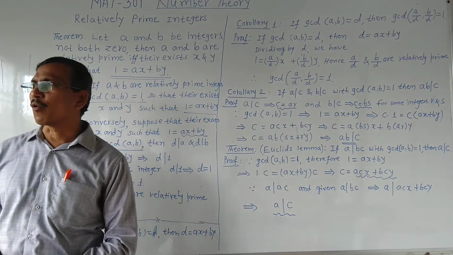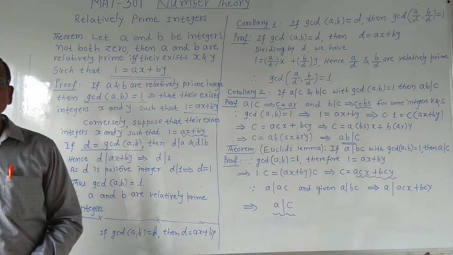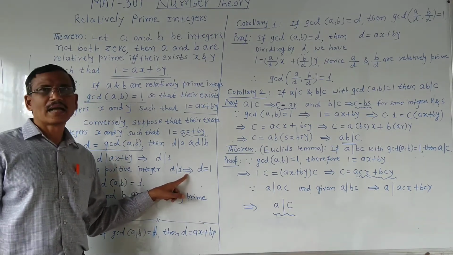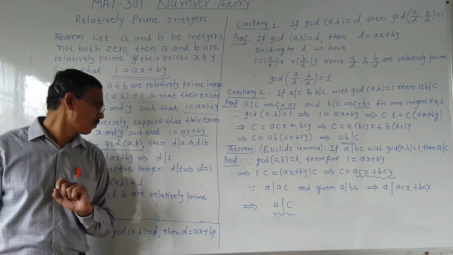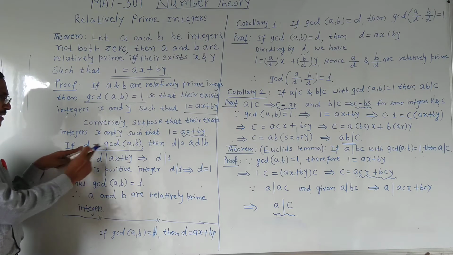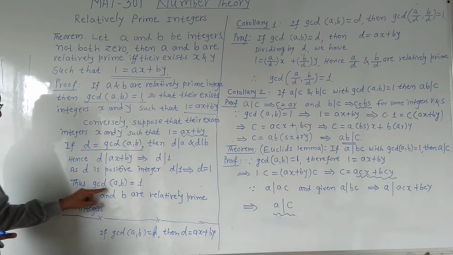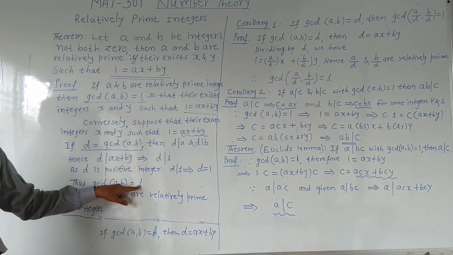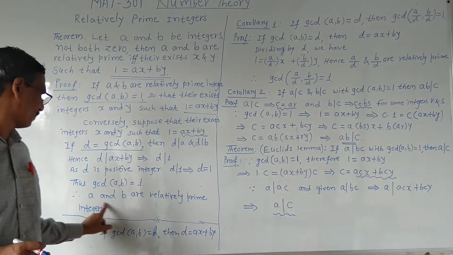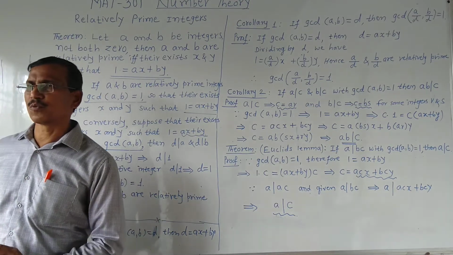That means how many positive divisors does 1 have? No doubt, there is only one positive divisor of 1, and that is 1. Therefore, d divides 1 must imply that d is equal to 1. Now put the value of d here. d is equal to 1. That means the greatest common divisor of a and b is equal to 1. As the greatest common divisor of a and b is equal to 1, by the definition of relatively prime integers, a and b must be relatively prime integers. Okay, this is the proof.